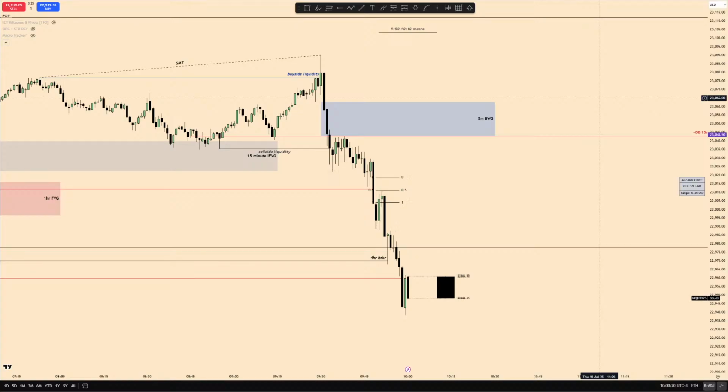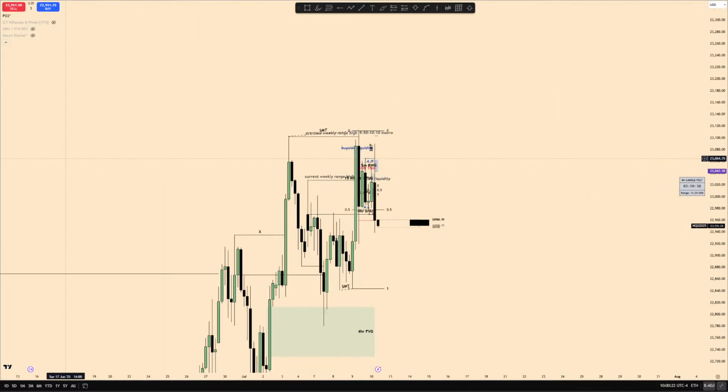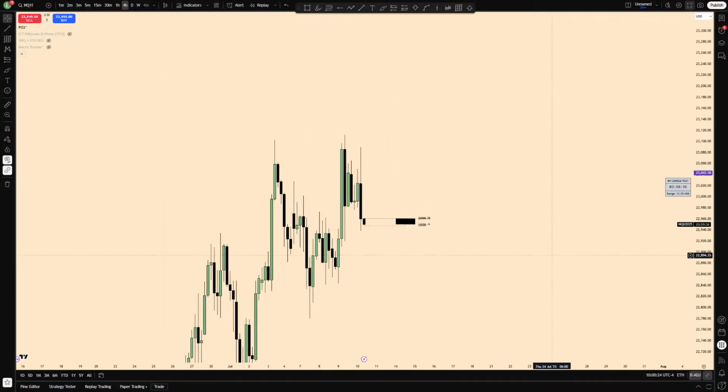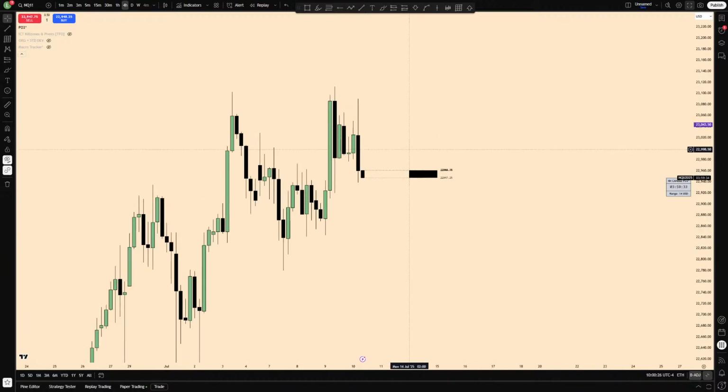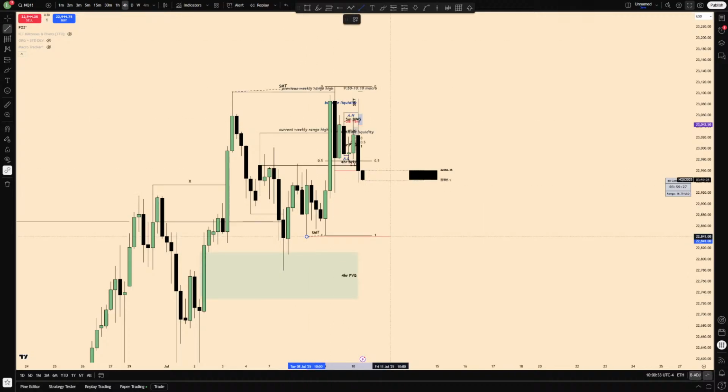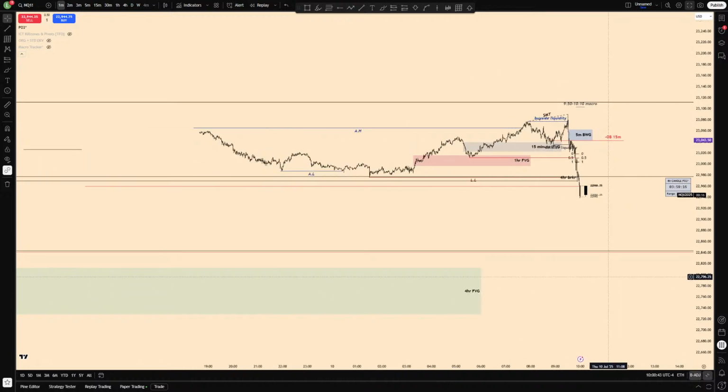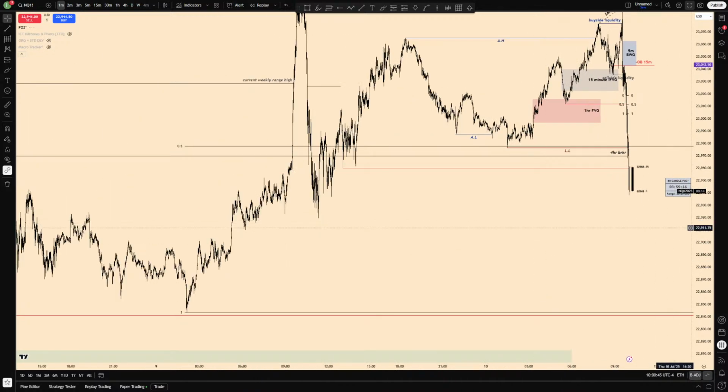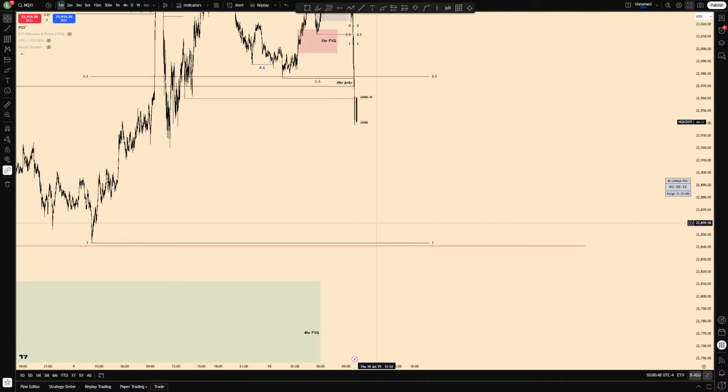We had a very bearish 4-hour close here. Very bearish 4-hour close. We got these relative equal lows here. Market doesn't like all-time highs. Oh, I thought my charts are working. Oh, kind of are. Market does not like all-time highs.